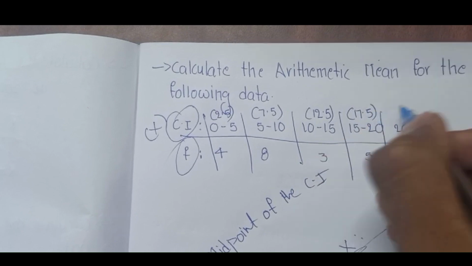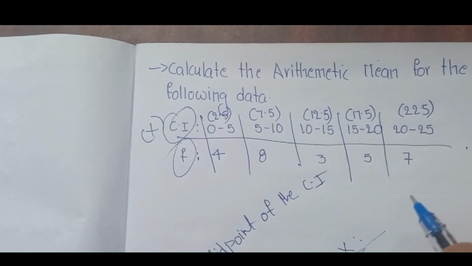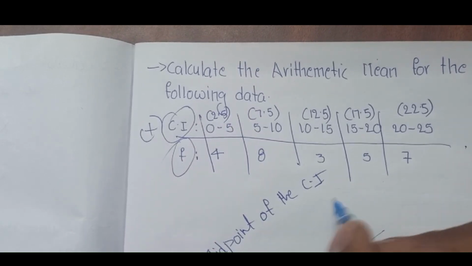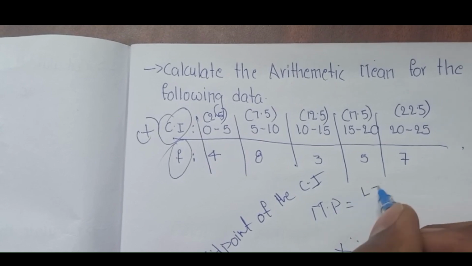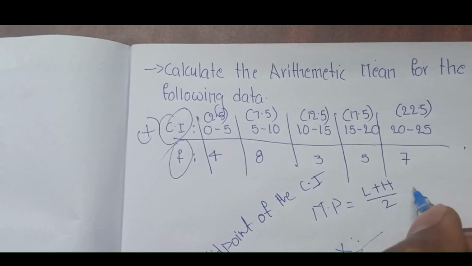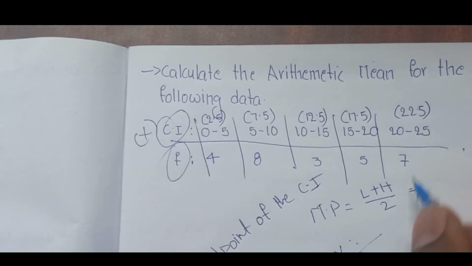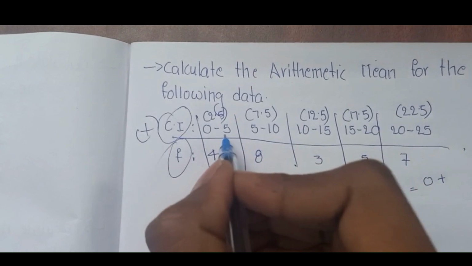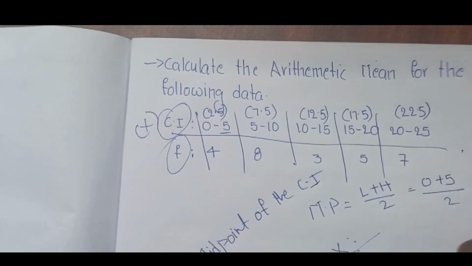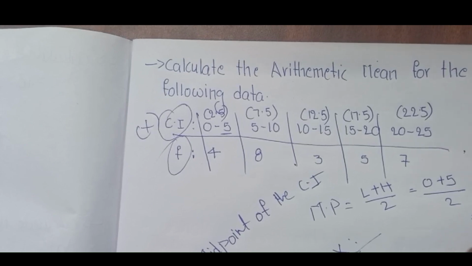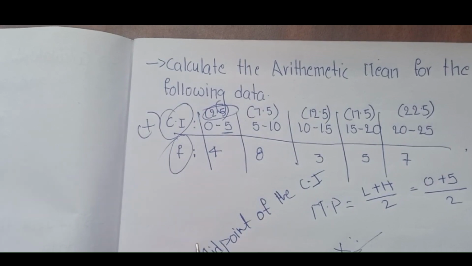17.5 and 22.5. You can raise a doubt, like how we can find the midpoint. Midpoint is equal to lower limit plus higher limit by 2. Let us consider this class interval. What is the lower limit? That is 0, plus the higher limit, that is 5. 0 plus 5 by 2, that is 5 by 2, 2.5. We got the x value. This is the way to find the values of x.